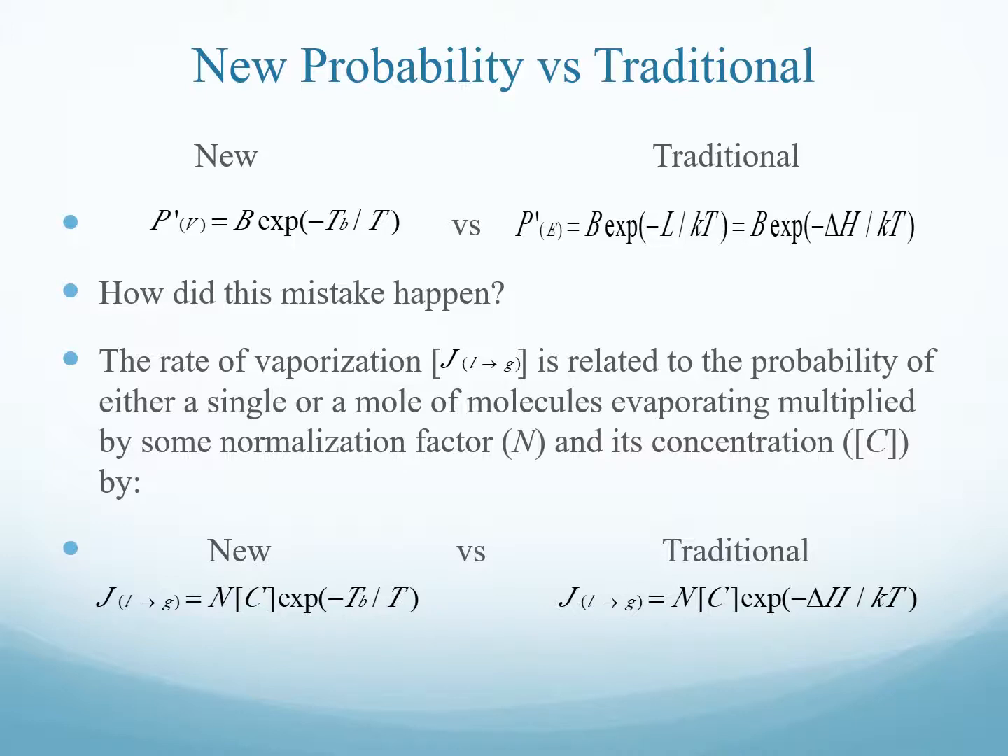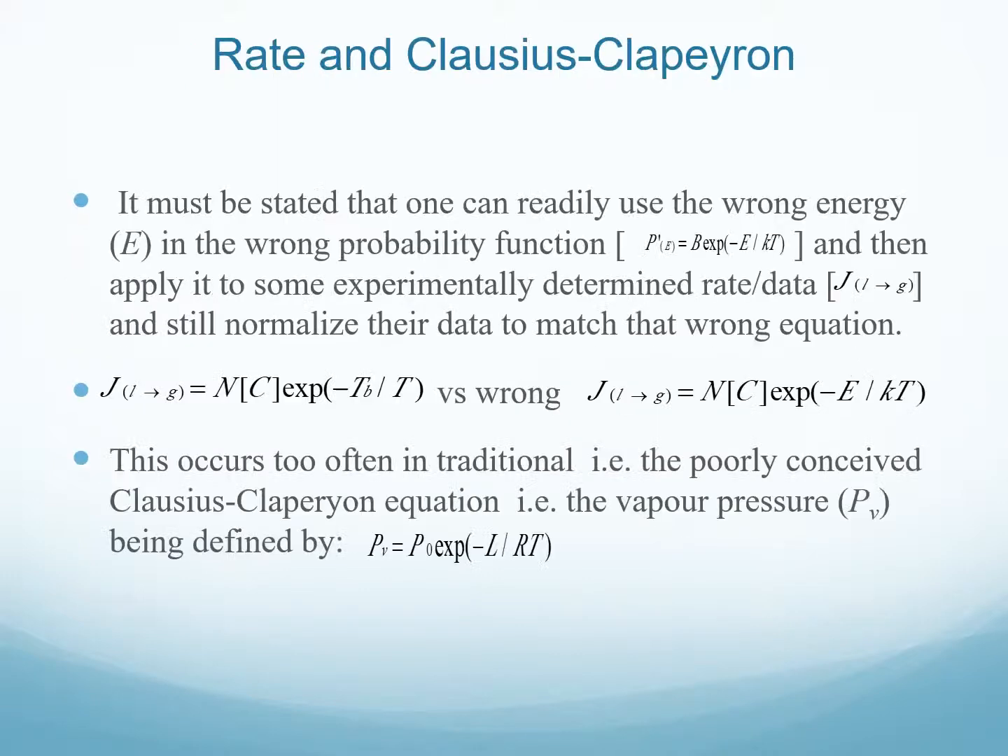How did this mistake happen? You have to realize that the rate of vaporization is related to the probability of either a single molecule or a mole of molecules evaporating, multiplied by some normalization factor and the liquid's concentration. So basically we get our new vaporization rate on the left here versus the traditional one on the right. How did the mistake happen?